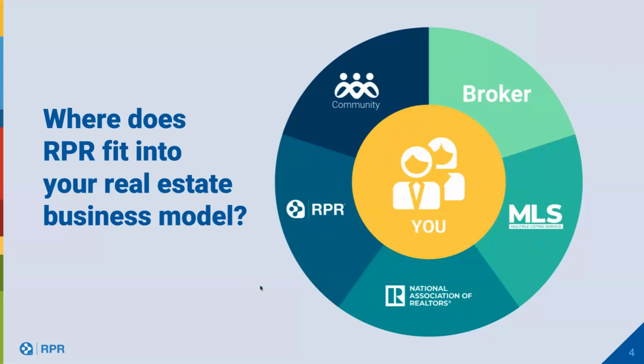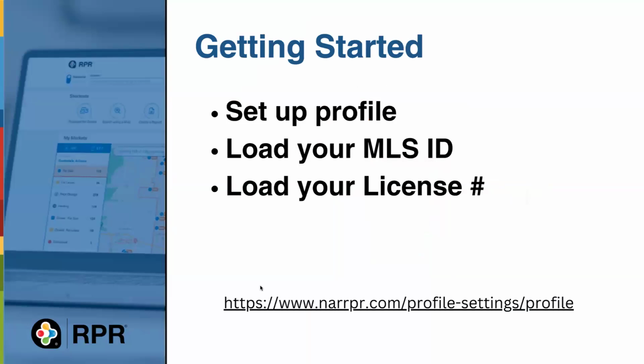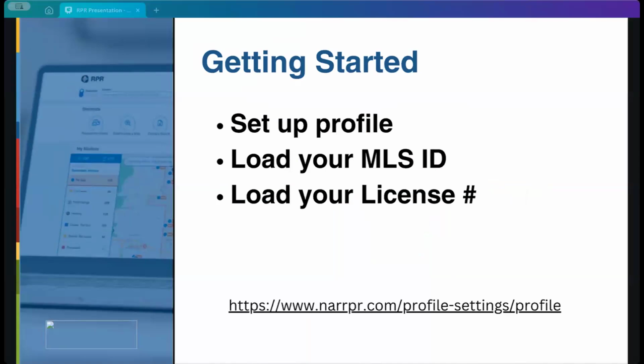Access to RPR is really easy. It's NARRPR.com. When you go there, you'll be asked to set up an account if you don't already have one. Let's assume that you do. The first thing you'll do once you log in is set up your profile, load your MLS ID, and load your license number, among other things. So now let's see if this actually follows through.